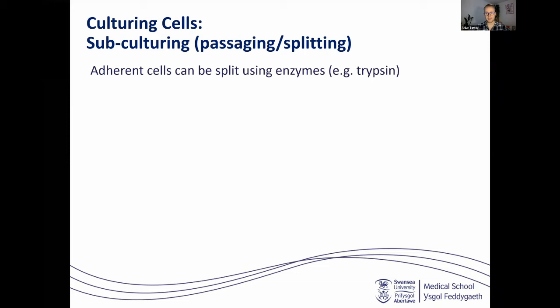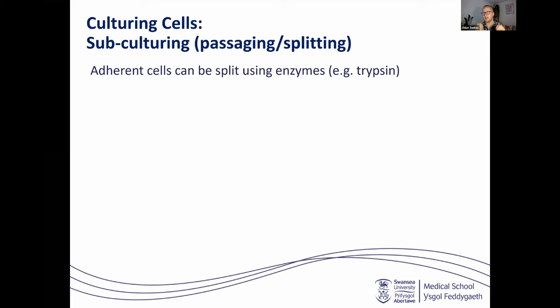Now, we can do this by using enzymes such as trypsin, which is the digestive enzyme that we make in our stomach. So essentially, you kind of digest the cells a little tiny bit and the cells go, oh, I don't like this, and they lift off the plate. So they all scrunch up and they start to float in the media, and then we can collect them from there.